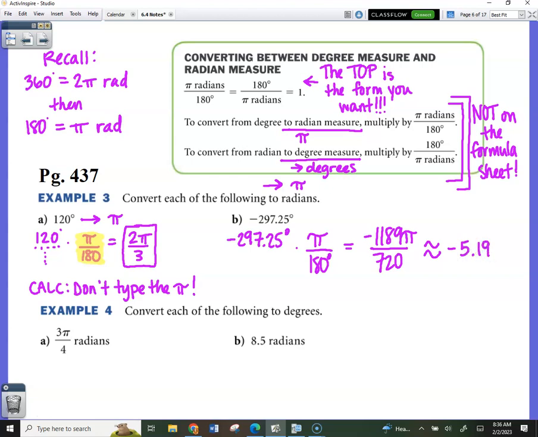Because you typed pi in the calculator, that means it's already in this number, right? So we don't write another pi out here, because we've evaluated the pi. We don't put a degree symbol because we're not in degrees. You would write radians to show that you're in radian form.